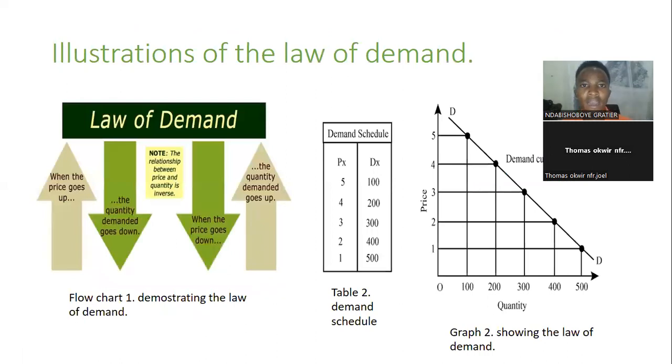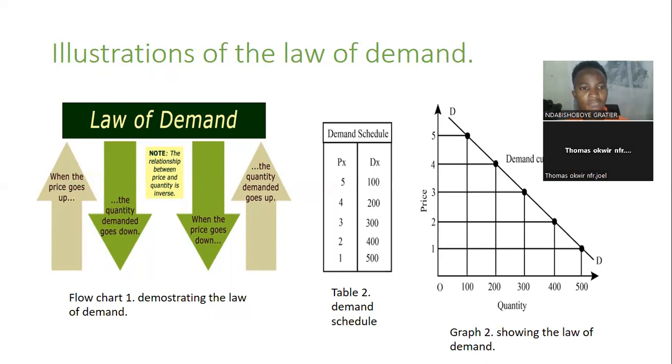Here is an illustration of the law of demand. Are you able to see the illustrations? In the first arrow from left to right, when the price goes up, what's the response?